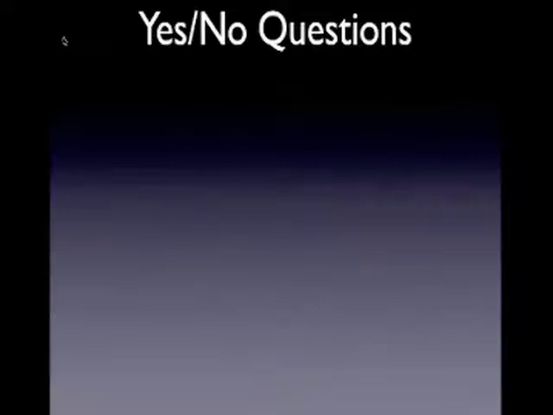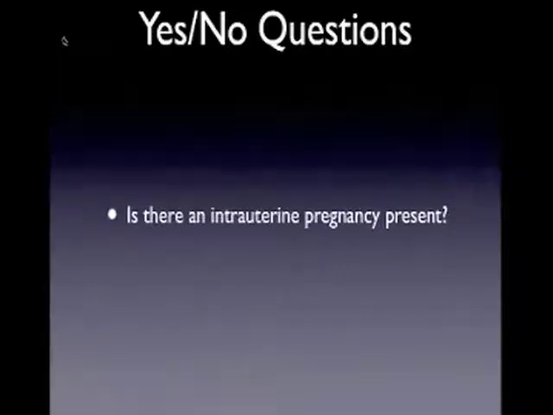For example, if we have a young woman who presents with a positive pregnancy test and abdominal pain and or vaginal bleeding, an ectopic pregnancy is at the top of our differential diagnosis. Our focused ultrasound question is: is an intrauterine pregnancy present? Yes or no?